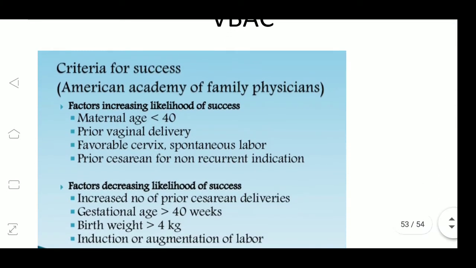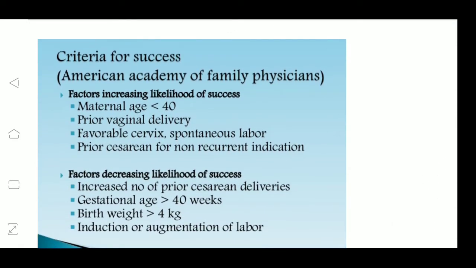VBAC, what is the criteria for success? A woman who is less than 40 years with prior vaginal delivery, with spontaneous labor and a favorable cervix, and prior Caesarian section for a non-recurrent indication are the factors which are likely to succeed in VBAC. Whereas if there is an increased number of prior Caesarian deliveries, of course we don't give them VBAC.